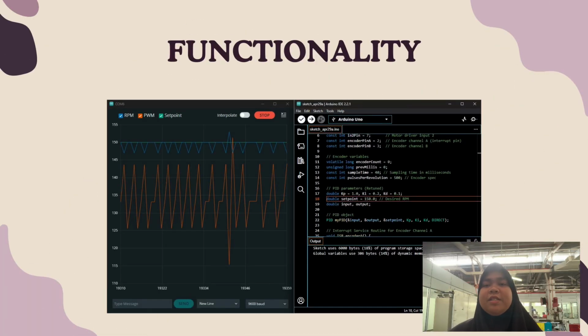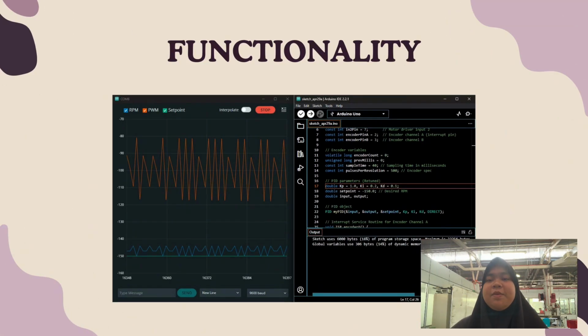In this graph, we show the system response when a set point of positive 150 RPM was applied. As you can see, the green line is the set point, the blue line is the actual RPM from the encoder, and the orange line is the PWM output. The motor rotates clockwise, and although there was some small overshoot and oscillation at the beginning, the PID control managed to stabilize the speed close to the target. This proves that the PID control is working to reduce the error and keep the motor steady.